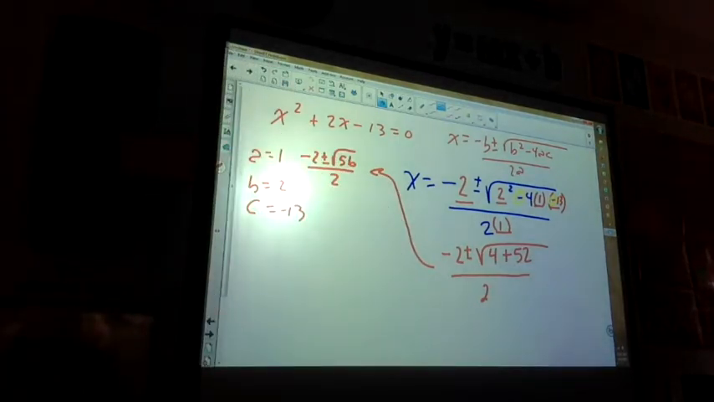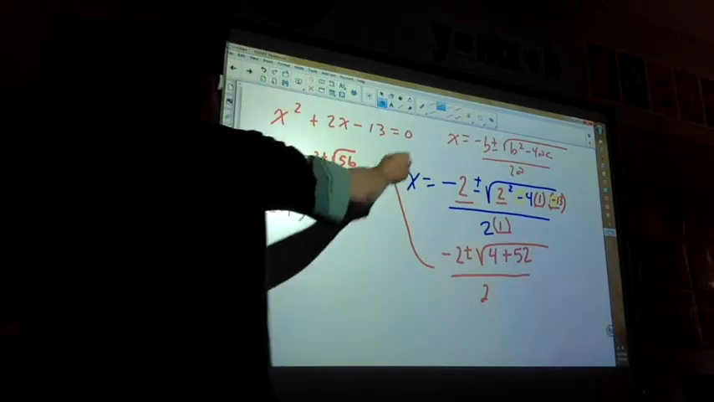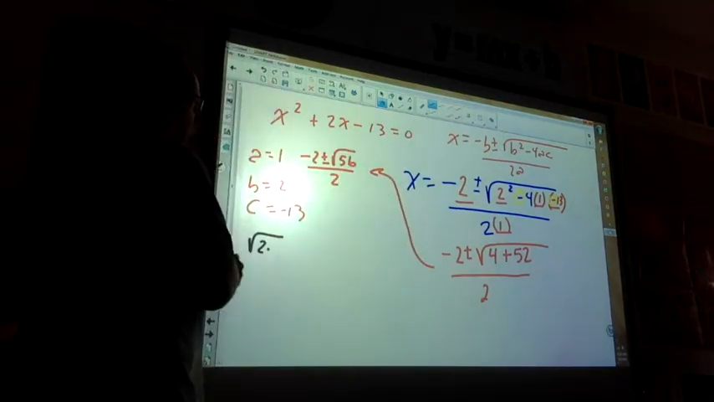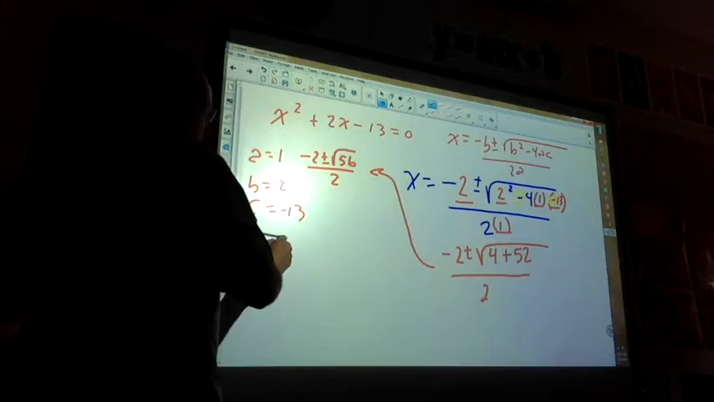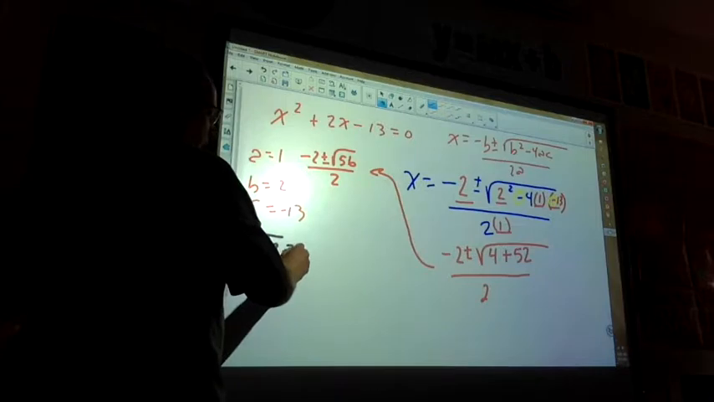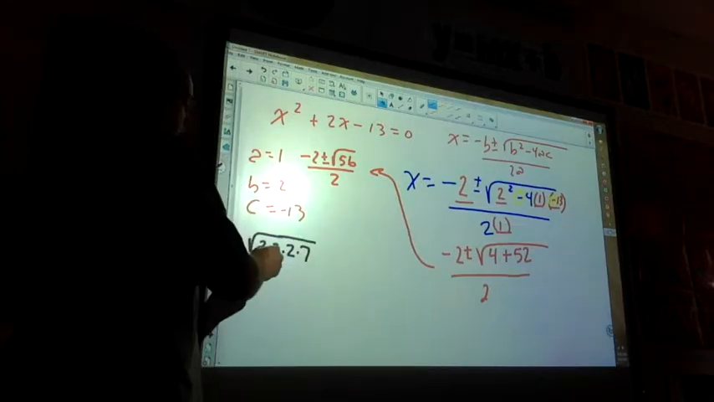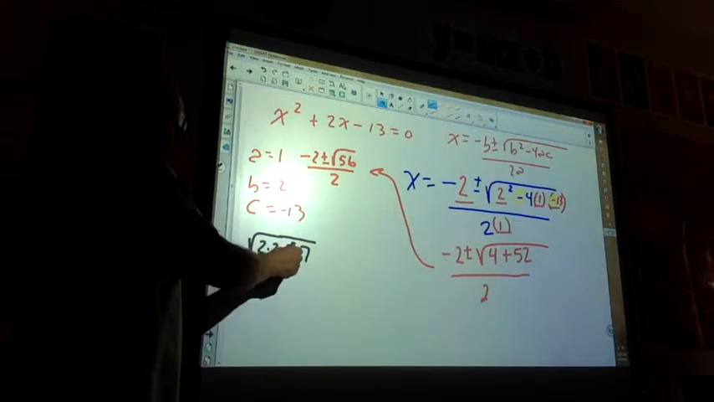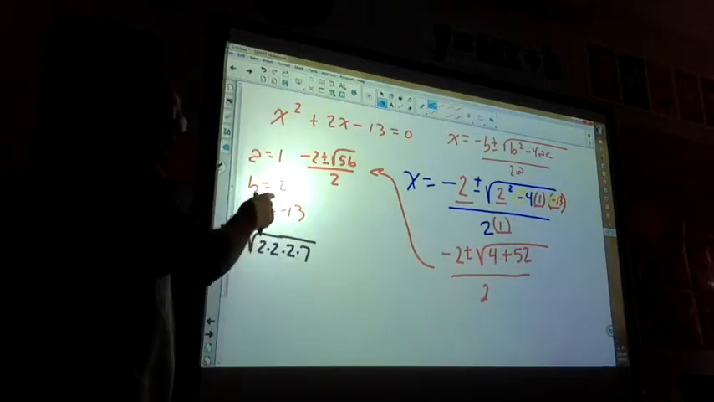Now we have to see if we can break down 56. Okay? So let's take a look over here. I know that 56 is 2 times what? Say 28. And then 2 times 14 is 28. And 2 times 7. Okay? So let's double check. 2 times 2 is 4. 4 times 2 is 8. 8 times 7 is 56.